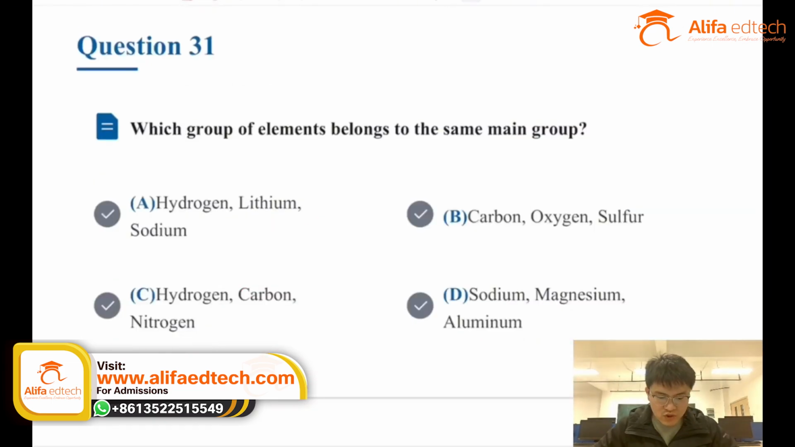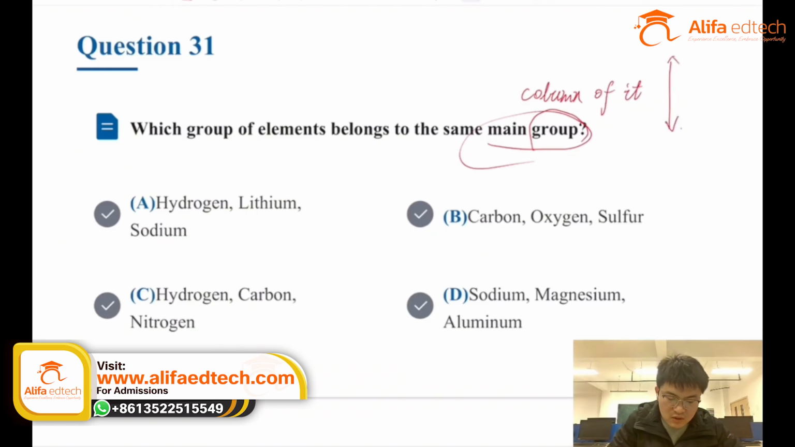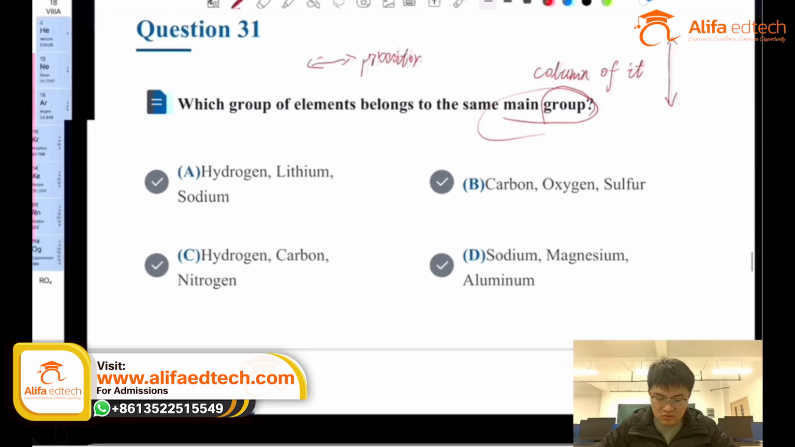Question 31. Which group of the elements belong to the same main group in the periodic table of elements? Group means the columns, upper and lower, called a group. Then the relationship between left and right is what we call a period. Then we can look at the relationship in the corresponding periodic table of elements.